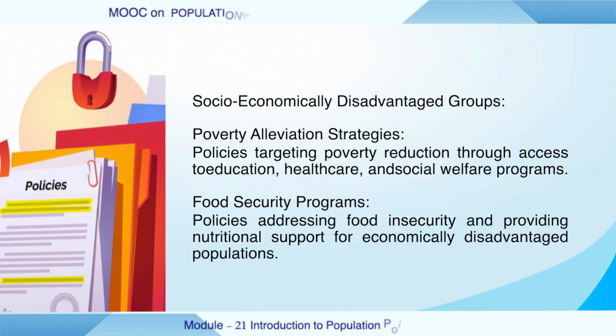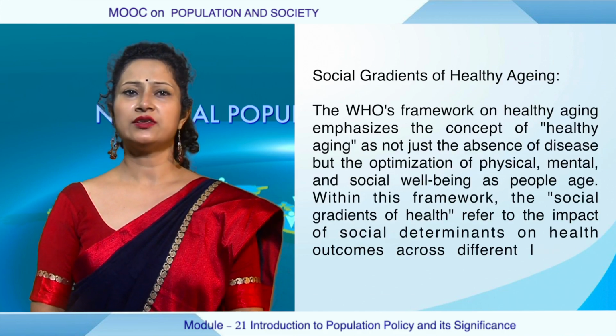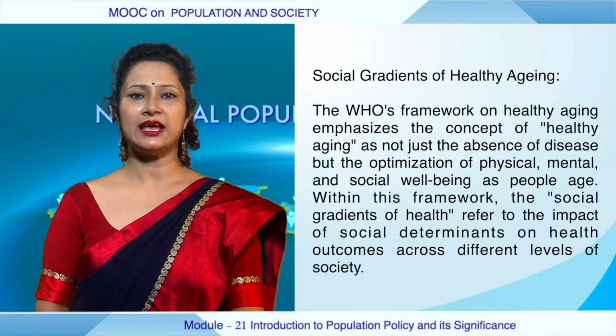Here, policies target poverty reduction through access to education, healthcare and social welfare programs, and also policies addressing food insecurity and providing nutritional support for economically disadvantaged populations. We now shall focus on the social gradients of healthy aging.